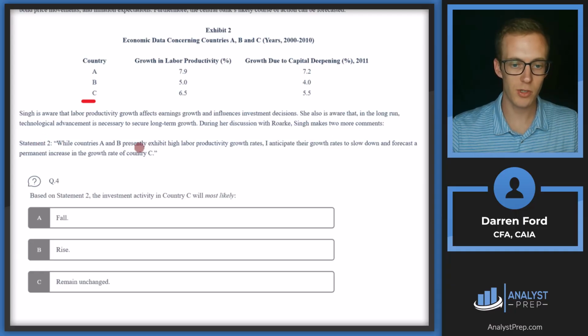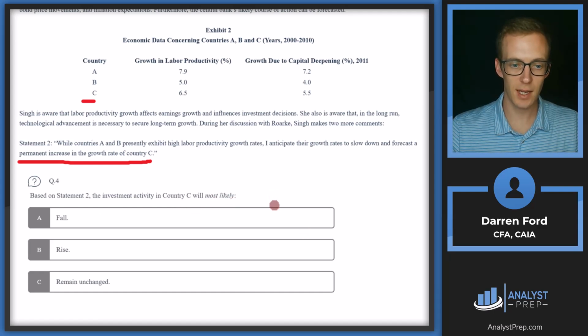Statement 2. While countries A and B presently exhibit high labor productivity growth rates, I anticipate their growth rates to slow down and forecast a permanent increase in the growth rate of country C. So we're getting a permanent increase in the growth rate of country C. Based on this, what is the investment activity in country C most likely to look like?